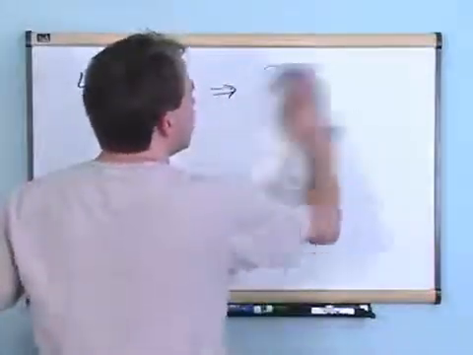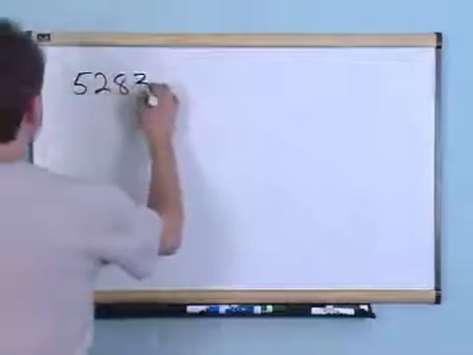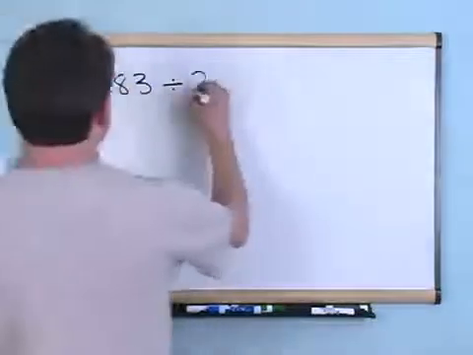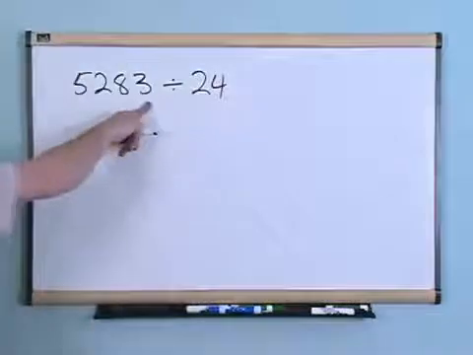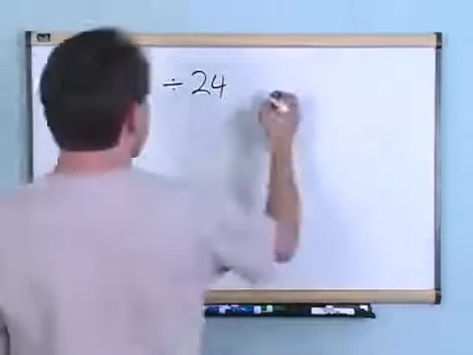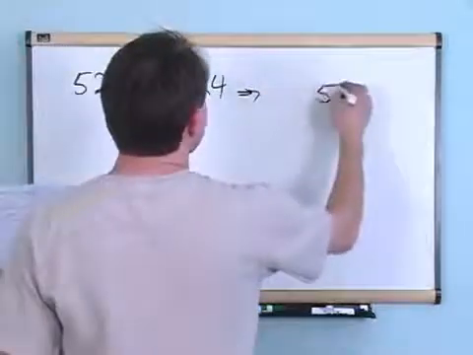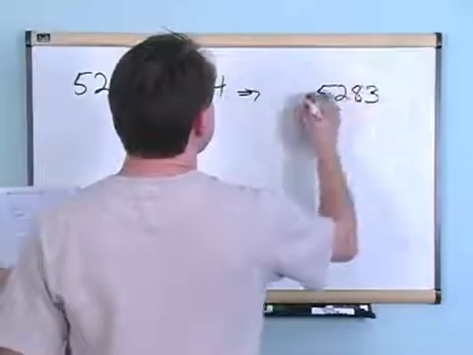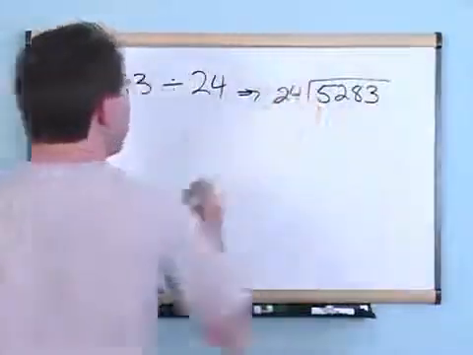Now we're going to do one final problem. It's going to look really, really complicated. It's probably the hardest problem we're going to work here, and I'm just going to give it to you so that you can get some practice working a bigger problem. 5,283 divided by 24. So how will we do that? Well, just like always, 5283 divided by 24.